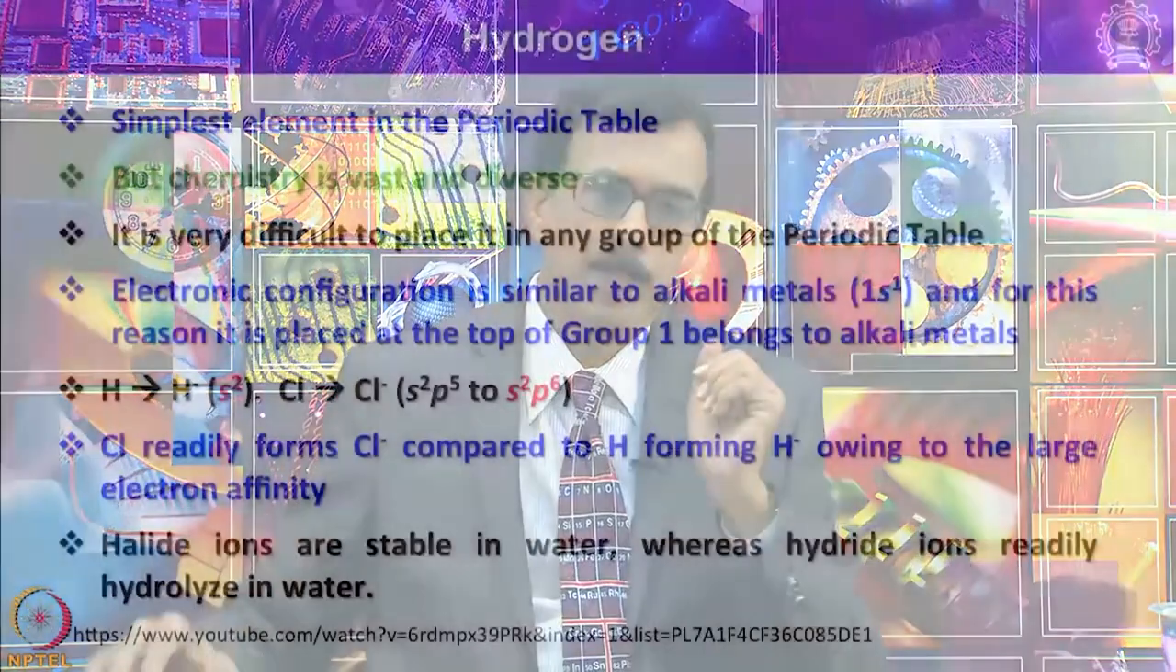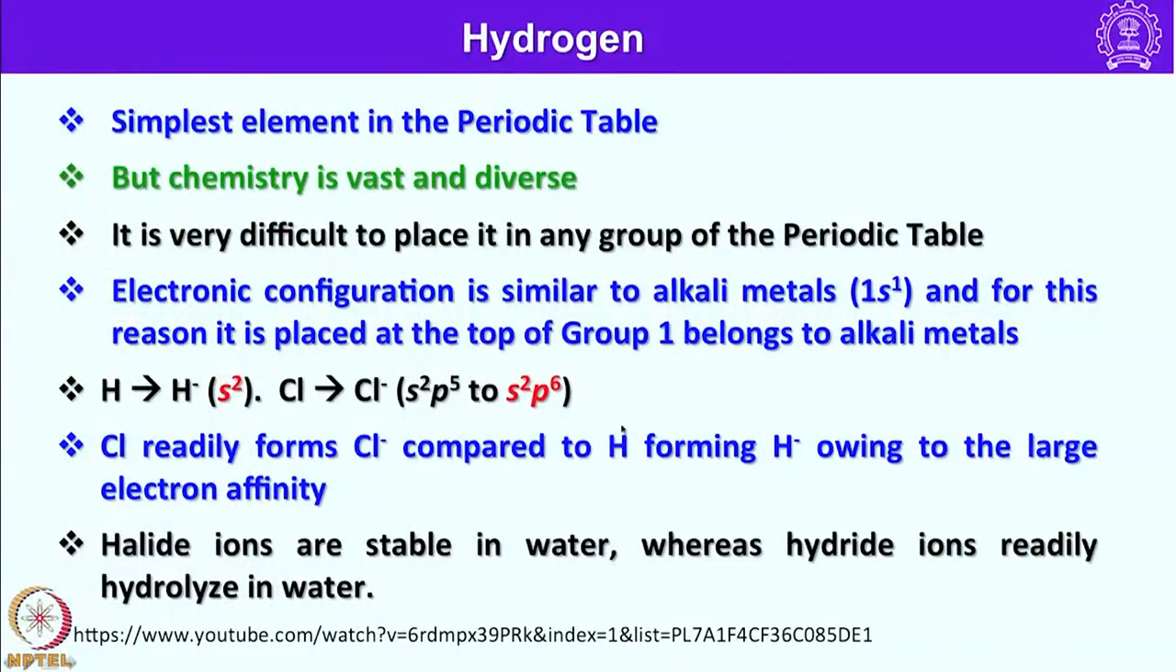That means now we have two options: whether it should be kept in group 1 along with alkali metals by virtue of having 1s1 electronic configuration, or by virtue of being one short of inert gas configuration, it can also be placed along with halogens in group 17. But let us look into some aspects here. As I said, it is the simplest element. So, in electronic configuration, we have a dilemma whether it should be placed along with group 1 or group 17.